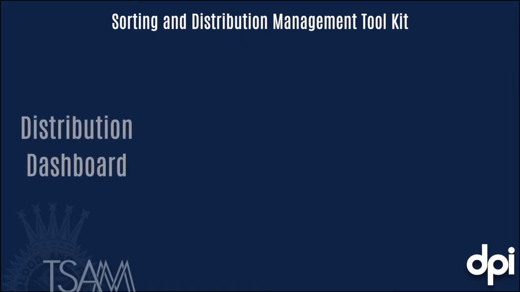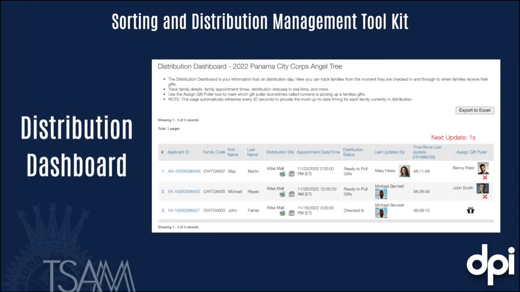Lastly, we've added the distribution dashboard, your information hub on distribution day. Administrators play the role of Angel Tree Air Traffic Controller, tracking families at the point of check-in through to receiving their gifts, assigning gift pullers, and more.